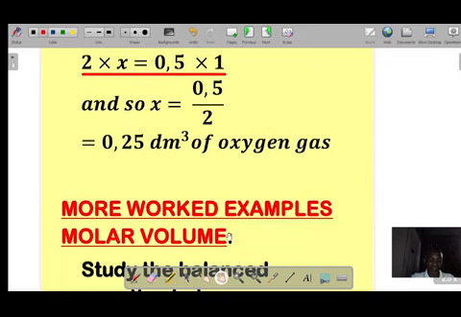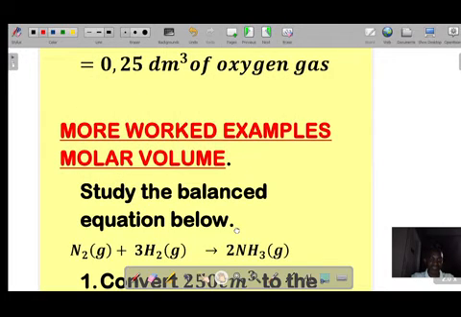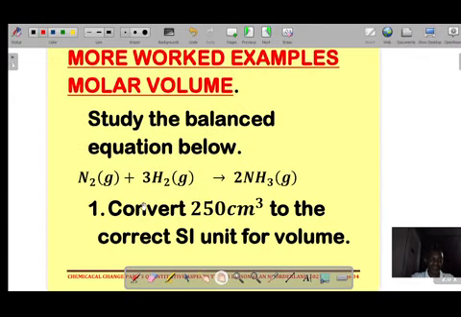So here we have more examples on molar volume. The question says study the balanced equation below, that is still nitrogen gas plus hydrogen to give us ammonia. They say convert 250 cubic centimeters to the correct unit for volume. Now it must be decimeters cubed, so you divide by what? By 1,000. What do you get? 0.25. Okay, let us proceed.